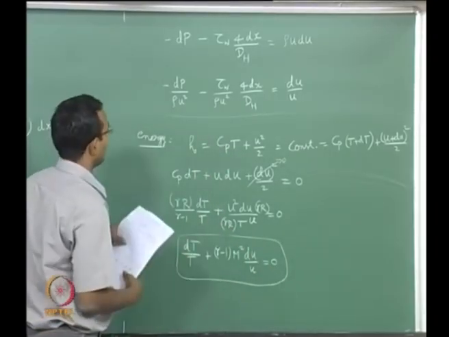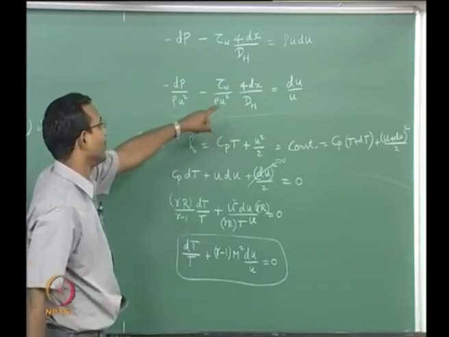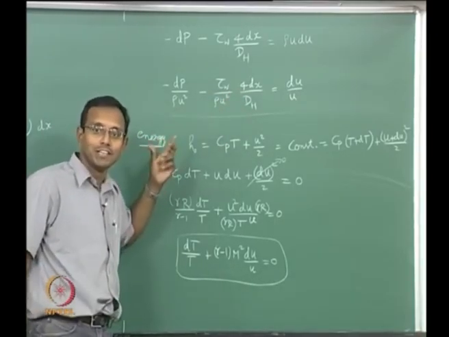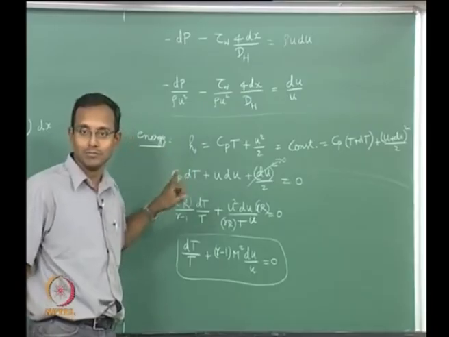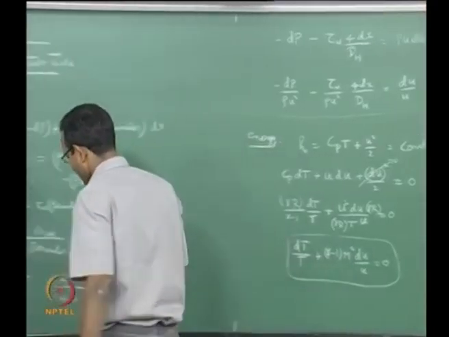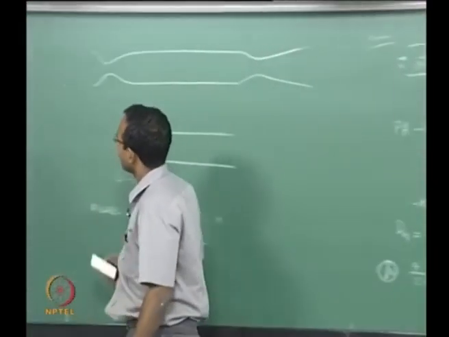Okay. Now I have a relation between dT by T and du by u. This is one thing I have. We will come back to du by u and dx later. We already have from the mass equation d rho by rho and du by u. Those are the things we have as of now. Now next I want to look at the state equation and get a dp by p.